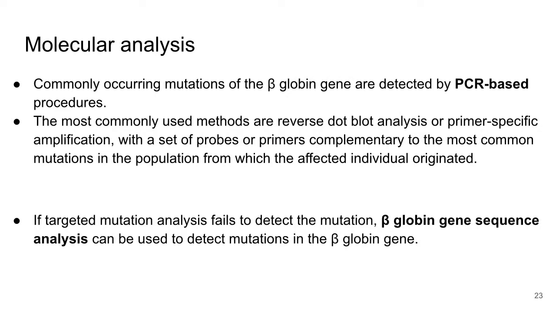Molecular analysis of beta thalassemia mutations. Commonly occurring mutations of the beta globin gene are detected by PCR based procedures. The most commonly used methods are reverse dot blot analysis or primer specific amplification with a set of probes or primers complementary to the most common mutations in the population from which the affected individual originated. If targeted mutation analysis fails to detect the mutation, beta globin gene sequence analysis can be used to detect mutations in the beta globin gene.